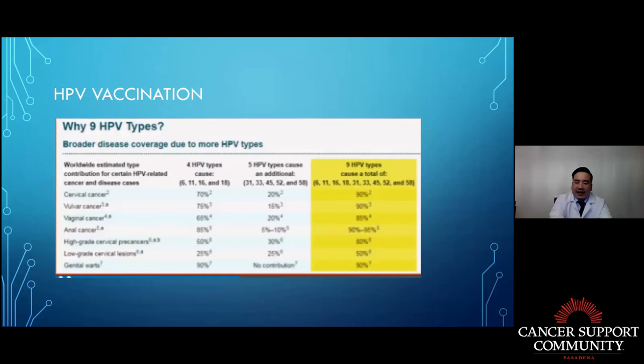So the HPV vaccines vaccinate against several subtypes. The original ones were against just a few, four: 6, 11, 16, and 18. But now there are ones that can cover 9 HPV subtypes: 6, 11, 16, 18, 31, 33, 45, 52, 58. If you look at this for cervical cancer, the 4 HPV subtypes give about 70% coverage, but the 9 HPV vaccine subtypes give 90%, so there's increased coverage here. Same with vulvar cancer, vaginal cancer, anal cancer.